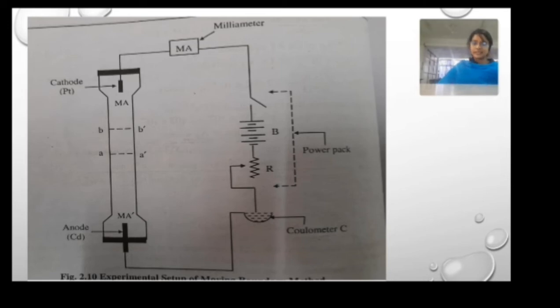In this case, the cell consists of a graduated tube mounted vertically with two electrodes fixed at the two ends of the tube. The cell is filled with a solution of two electrolytes having an anion common to both. As I already told you, hydrochloric acid and cadmium chloride are used. Here MA and MA' are the electrolytes. Here anion A is common for both electrolytes.